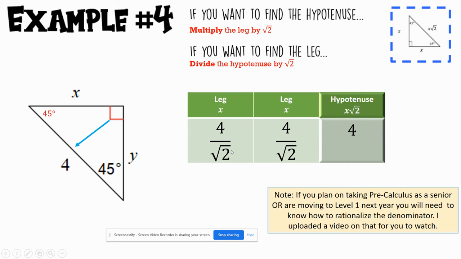It's okay. But just keep in mind if any of you are moving to level 1 or taking pre-calculus, then you might want to watch the video that I put up about rationalizing the denominator. So only if that's kind of the future path that you're taking. For this course, and especially for this benchmark, you can leave radicals in your denominator if they happen to appear in the problem.